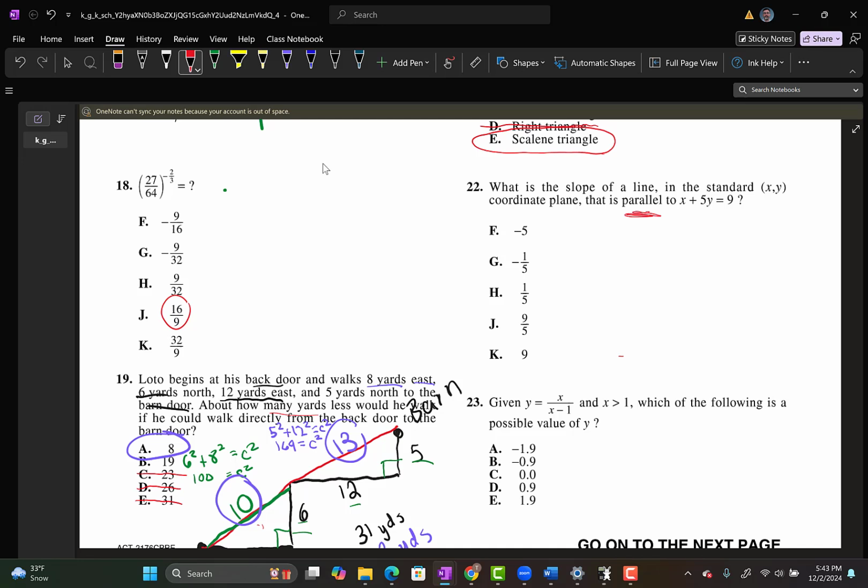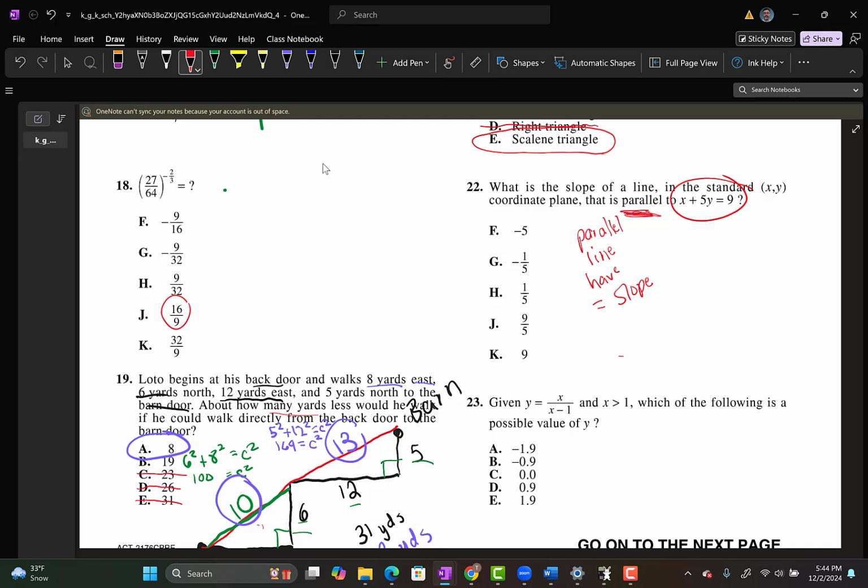And then finally, 22, what is the slope of a line in the standard coordinate plane that is parallel to x plus 5y equals 9? Parallel lines, you just got to know this, have the same slope, which say equal slope.